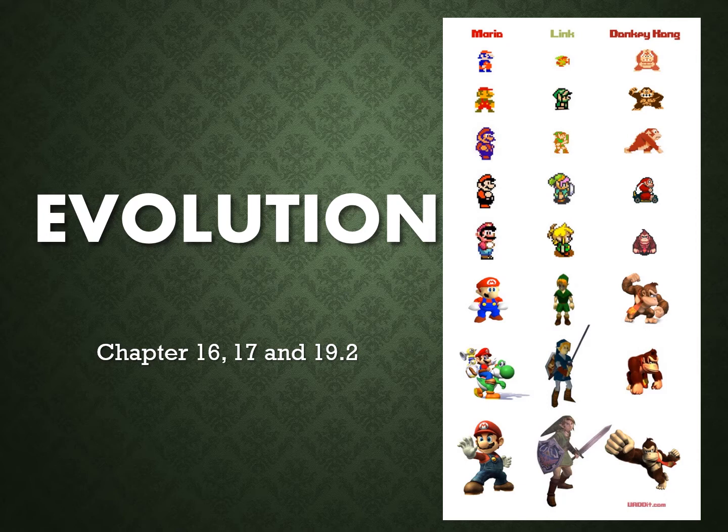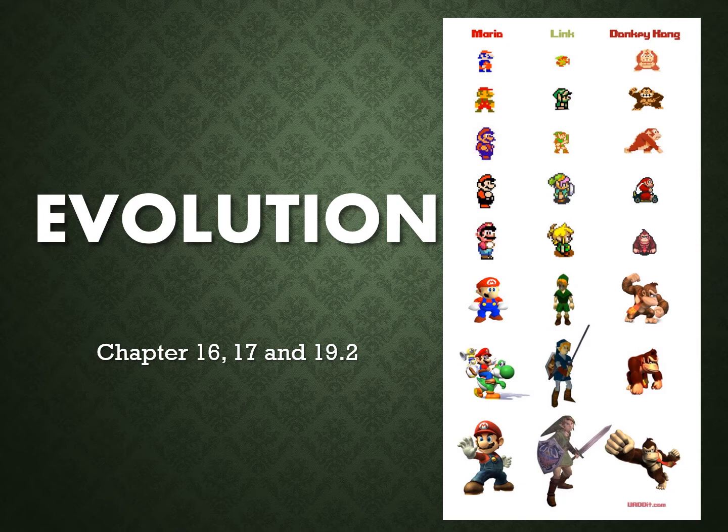So today we're going to talk about evolution. We're going to review natural selection and talk about different types of selection. We're also going to talk about different types of evolution, convergent and divergent evolution. This picture here shows the evolution of different characters.